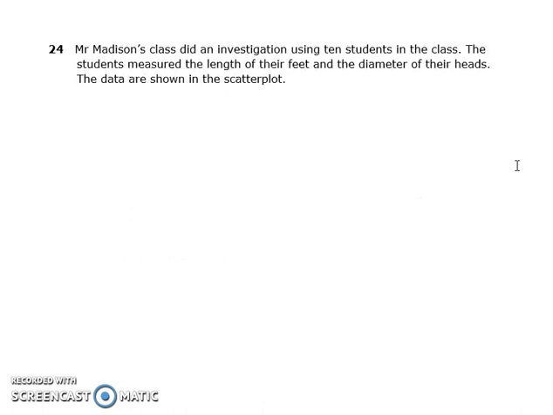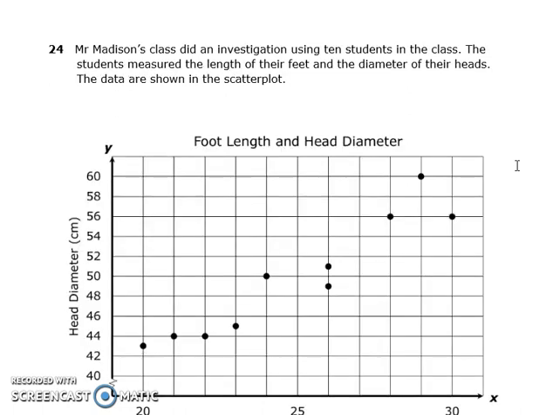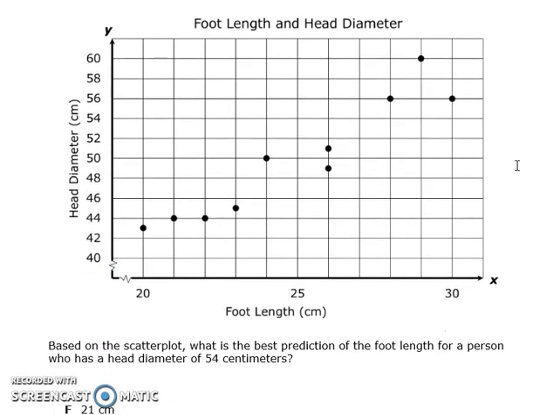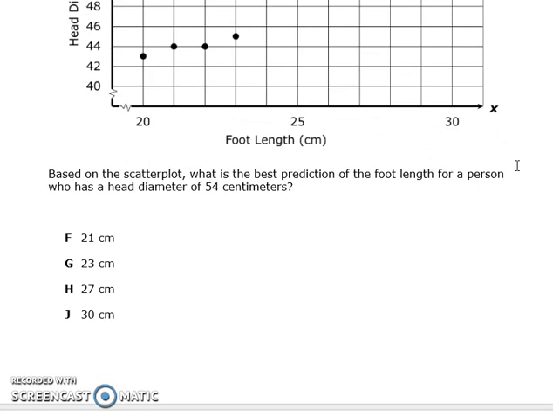Number 24. Mr. Madison's class did an investigation using 10 students in the class. The students measured the length of their feet and the diameter of their heads. The data are shown in the scatter plot. Based on the scatter plot, what is the best prediction of the foot length for a person who has a head diameter of 54 centimeters? F, 21 centimeters. G, 23 centimeters. H, 27 centimeters. Or J, 30 centimeters.